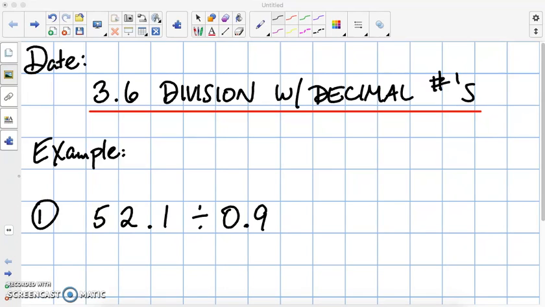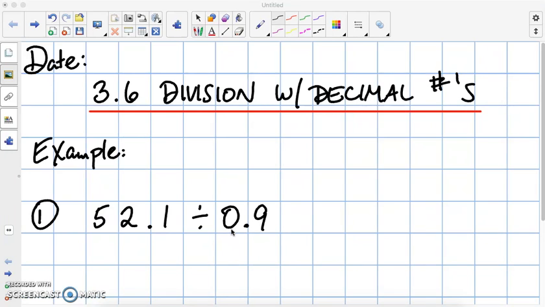So if you need to pause the recording to grab those items, please feel free to do so. I'm going to continue with the recording now, and we'll work through one example of division with decimal numbers and see how you do with that. So please set up your page as I have here. Write down today's date at the top of the page. The lesson number is 3.6, division with decimal numbers. And the example we'll work with will be 52 1/10 divided by 9/10. So again, if you need to pause the recording to set up your page, do that now.